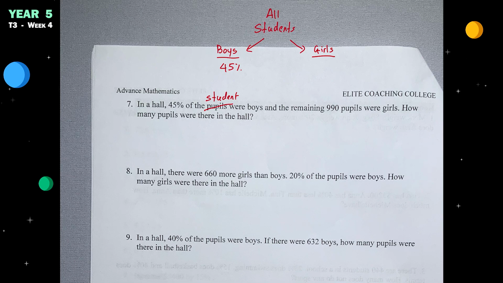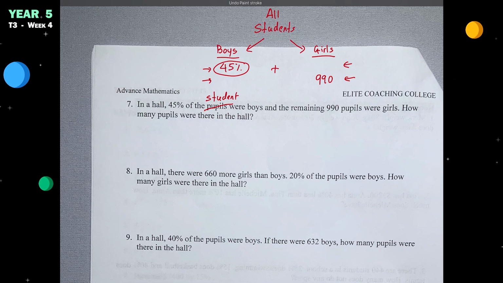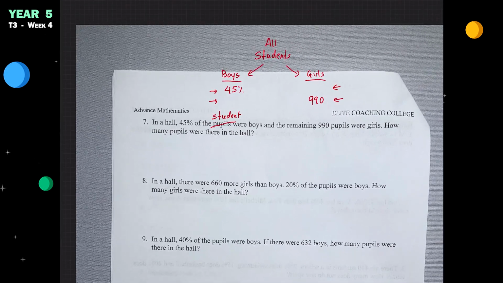And the girls, instead of a percentage, they gave us a number. They kind of mix it up to confuse us. So the girls, there were 990. For the boys, we have a percentage and we don't know the number. For the girls, they gave us the number in a different form. So we can figure out the girls' percentage easily. The boys' percentage plus the girls' percentage must equal 100%, because all the students make up 100%.